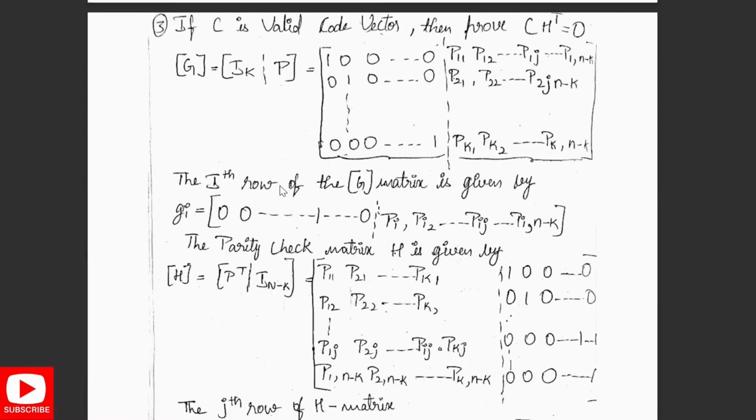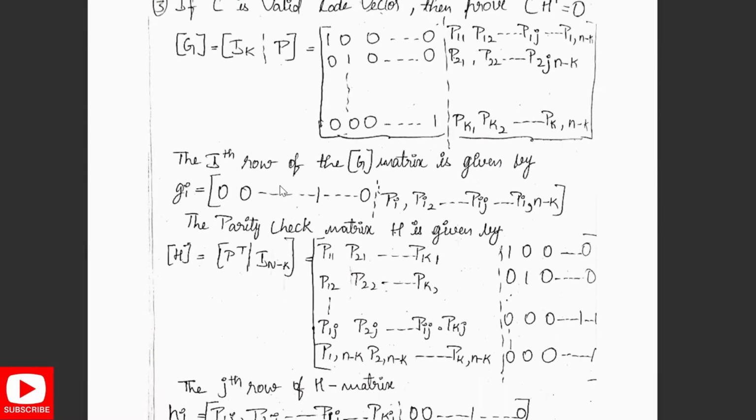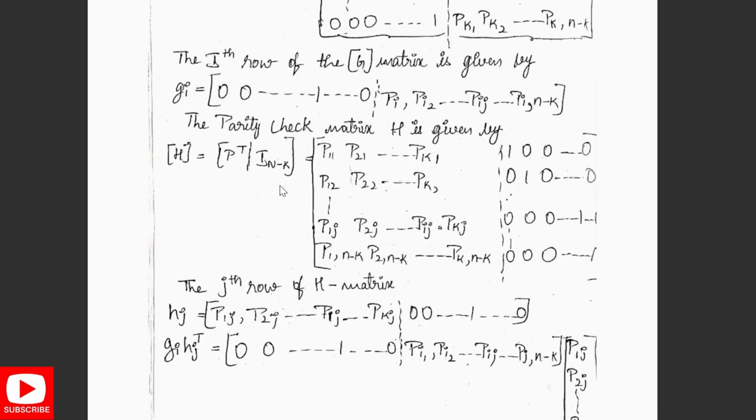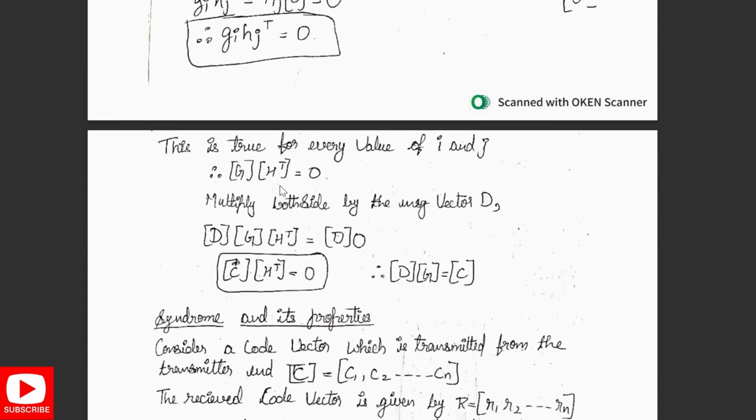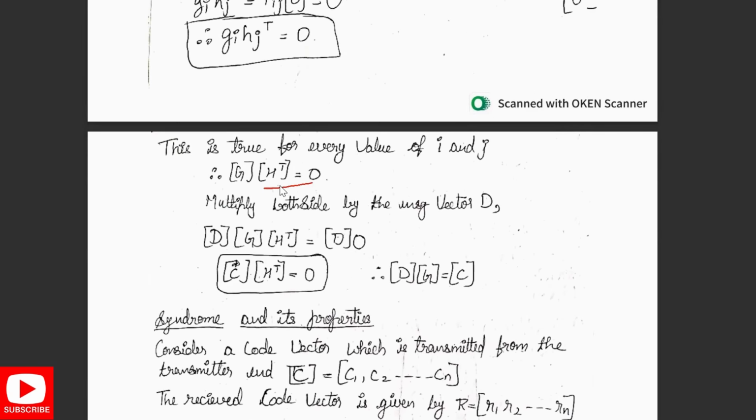Next, if C is a valid code vector, then you have to prove that C into H transpose is equal to 0. First write the generator matrix and the parity matrix. So you write the identity matrix, and then the parity matrix. So this gives our G as I followed by P, then H. So finally what you have to prove is C into H transpose is 0. For that you substitute that, and finally you can see G into H transpose is 0.